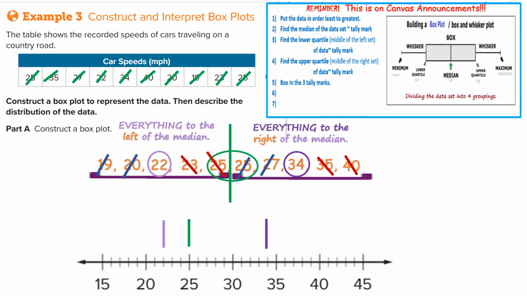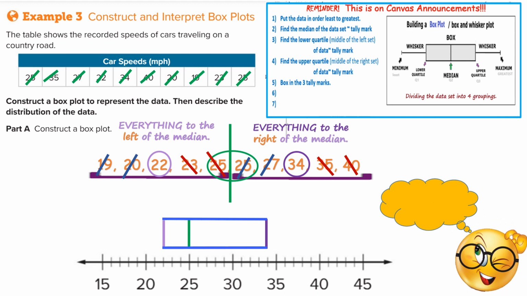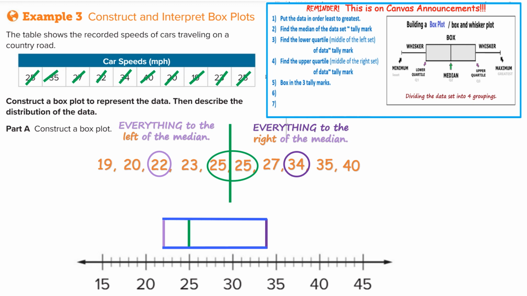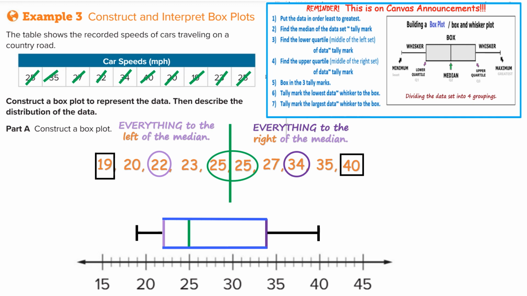Step 5 is always the same: make the box, right? So when I make the box, what I would like you to understand is that is your interquartile group. That is the middle group, the middle 50% of all the data that was listed. But now for a box plot or box and whiskers, I have to make the whiskers. So the whiskers, steps 6 and 7: I find the lowest number, which is 19, and I make a tally mark and connect it to the box itself. My upper whisker, or my highest number, step 7, is 40. I'm going to put my tally mark and connect it to the box. So now I've created a box plot.